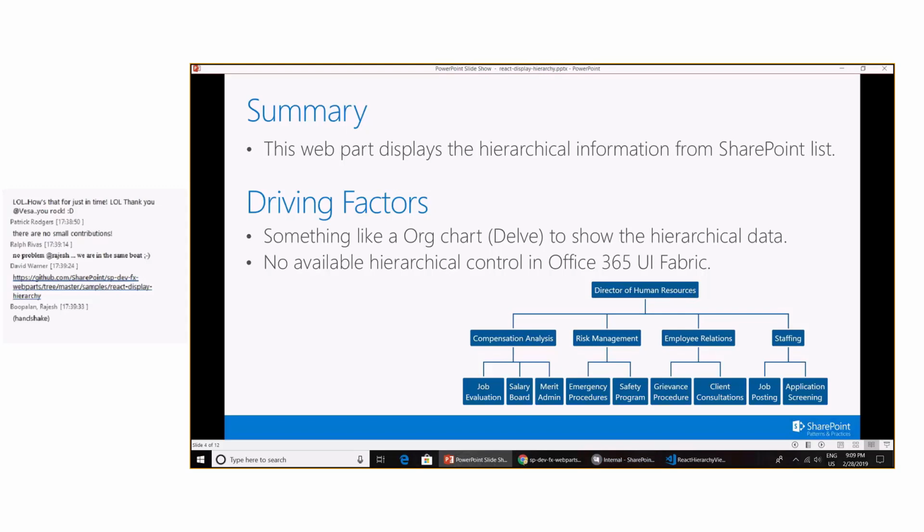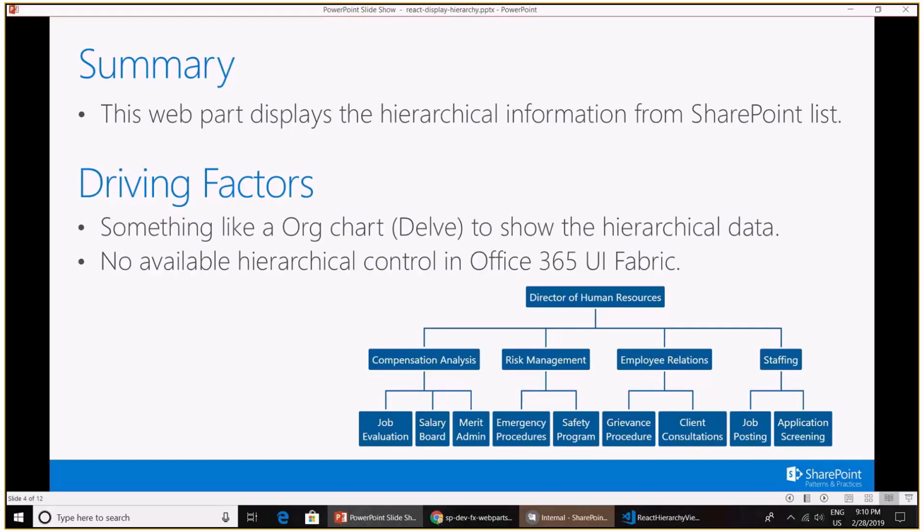So we were looking for, firstly, something like an org chart, which is available in Delve, so that we can show the hierarchical data. But unfortunately, there wasn't any direct hierarchical control available in Office 365 UI Fabric either. So we went ahead and utilized a few of the NPM packages available to make this work.